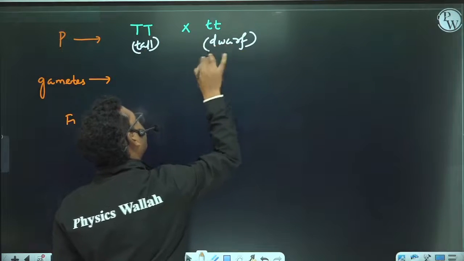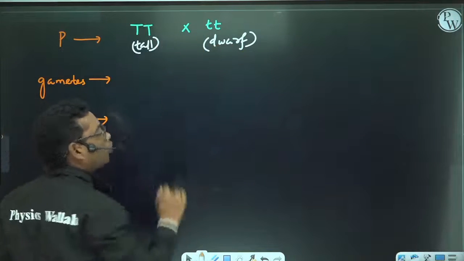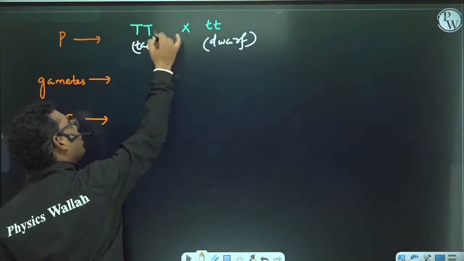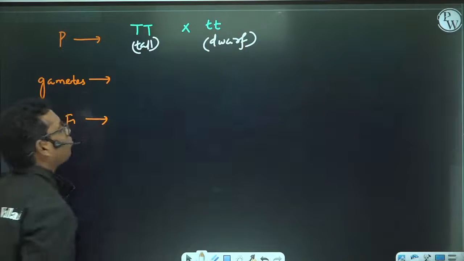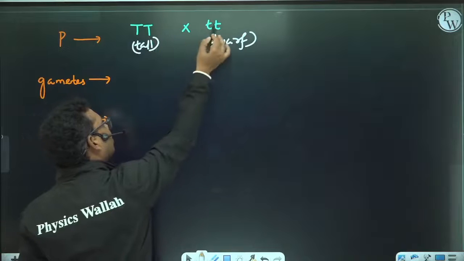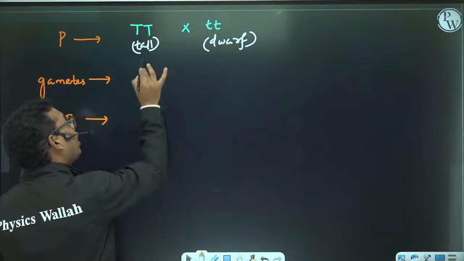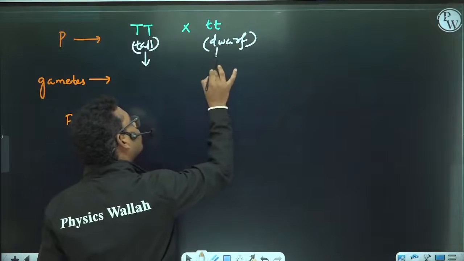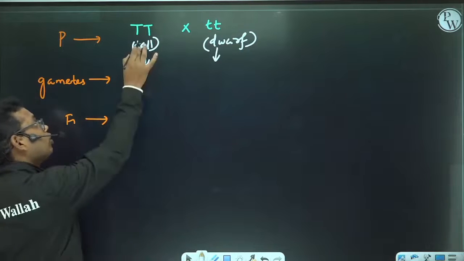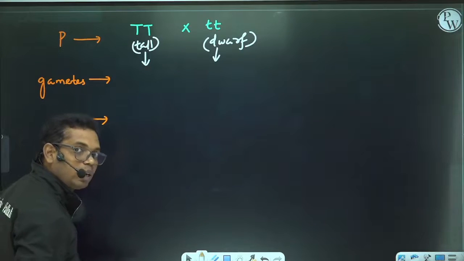This one will be dwarf. This is parent 1, this is parent 2. This is the dominant parent and this is the recessive parent. These parents will produce gametes. From one cell, four gametes will be produced.